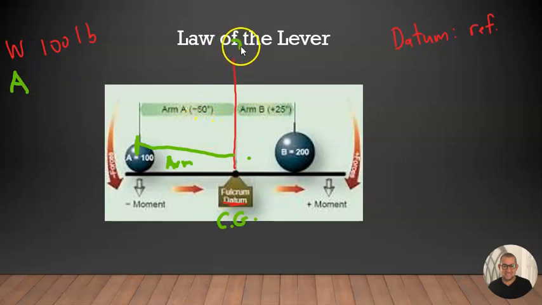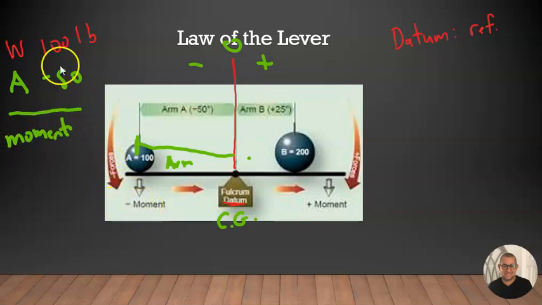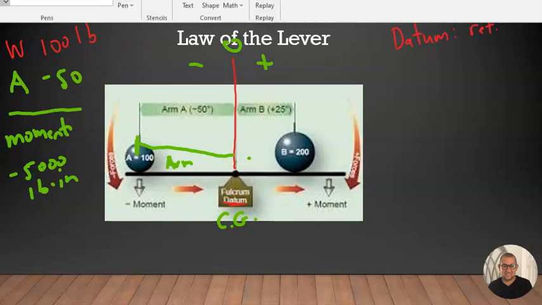And we're going to call the datum position 0. Anything to the left is negative, anything to the right is positive. So position negative 50, that's 50 inches to the left of the datum. And if we multiply the weight times arm, what we get is what's called the moment. And here you see it, negative moment, we're going to need 100, times negative 50, we get negative 5,000 pound inches.